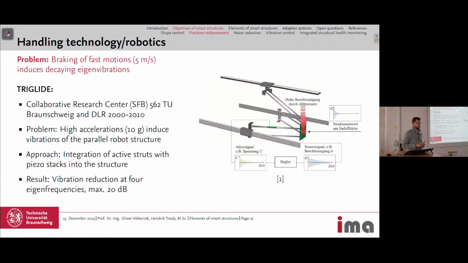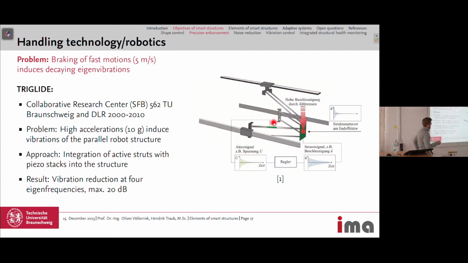of the parallel robot. And there was a collaborative research center, an SFB, Sonderforschungsbereich in German, between TU Braunschweig and German Aerospace Center, DLR, between 2000 and 2010, where the focus was to have technologies for precision enhancement of these parallel robots. And the approach was to integrate active struts with piezo stacks into the structure. So these struts were replaced by active struts.